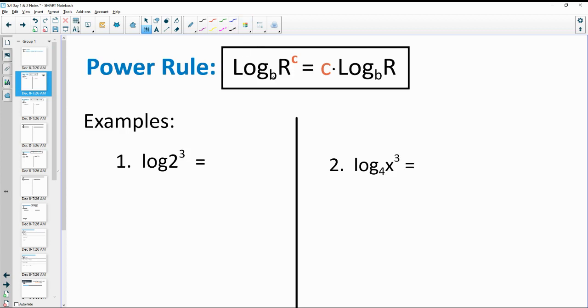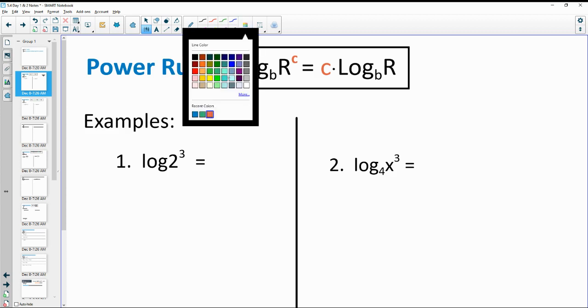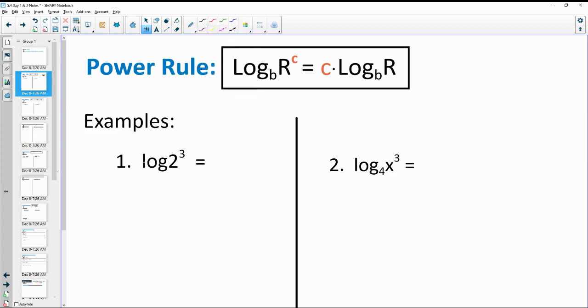The power rule is when we have a log and on the inside we have a number to some power. You can just take that exponent and bring it down out front of the logarithm and then just multiply. So if we take a look at this in action, for this one, we have log of 2 to the third power. So we'll be able to just bring this 3 down out front of this log, and we'll just do 3 times log of 2.